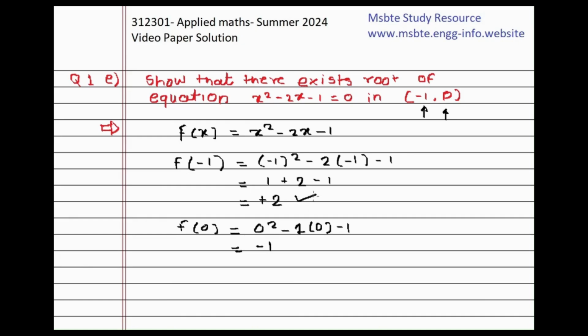So one value we have got positive and another value is negative. So we can write as function of -1 is equal to positive and function of 0 is negative. So as it changes the sign, it must be crossing the axis. There must be a 0 between these two values. So the root lies between 0 and -1 or -1 and 0.